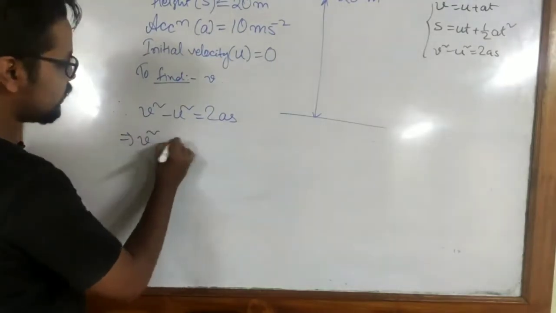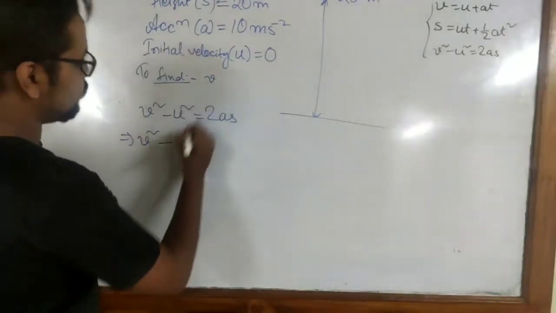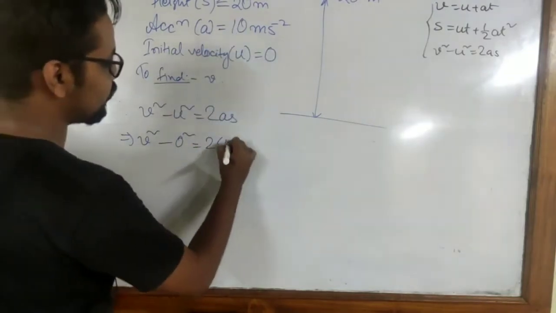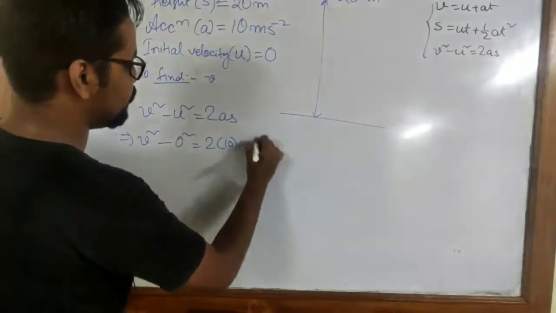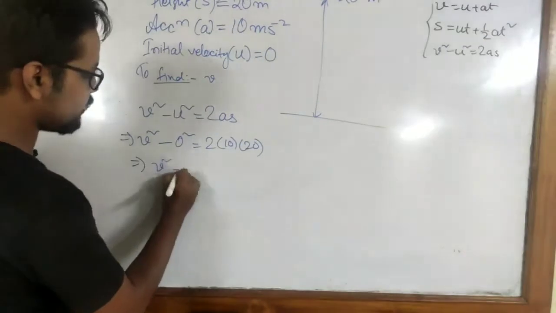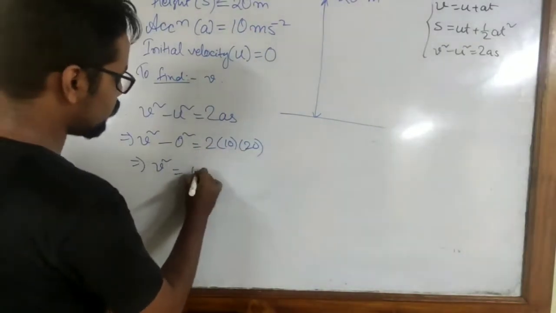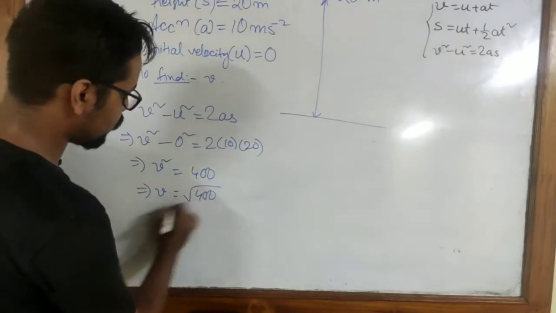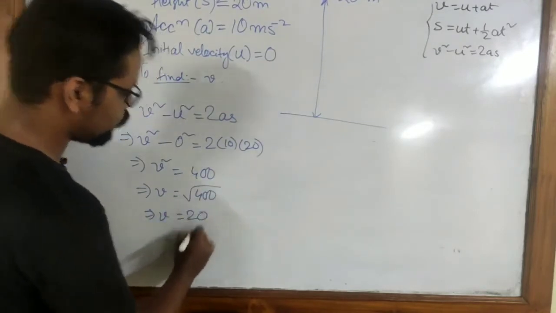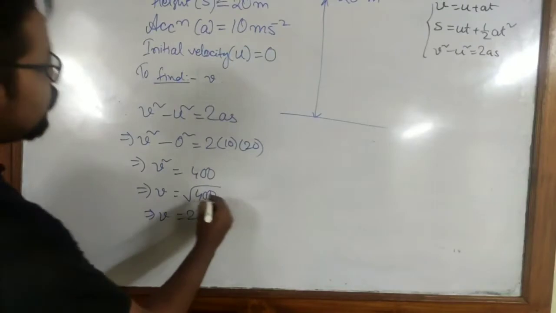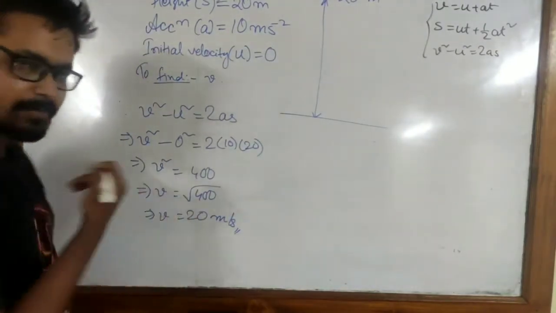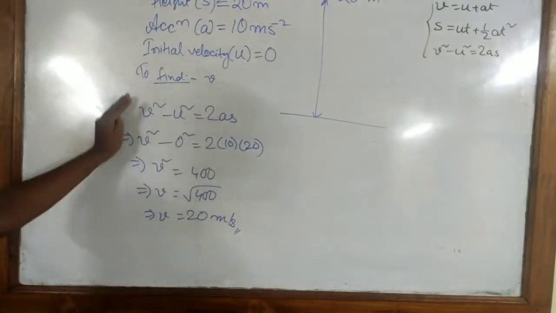So let's keep v square here. u square, u is 0, so it is 0 square, equal to twice a. Acceleration is 10 and s is 20. So we have v square equal to 2 into 2s, that is 400. So v is equal to root over 400, that is v equal to 20. So the final velocity will be 20 meter per second. Fair, it is very easy. So done, we have found the final velocity.